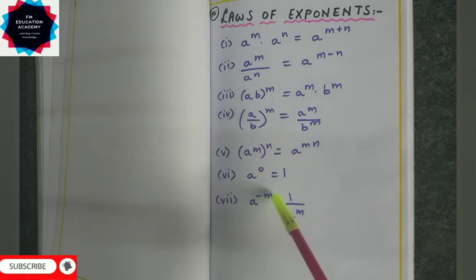And then a power minus m can be written as 1 by a power m. That is, if minus is there in the power, then we can send this power down into the denominator, so it will become positive. I'll give you an example for this.